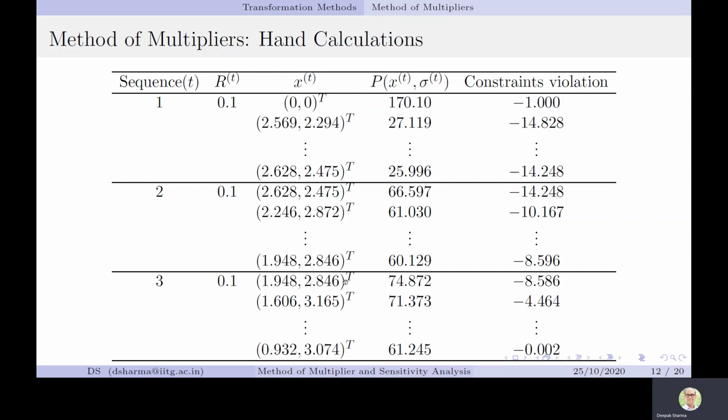In sequence 3, R remains the same. We are using the previous best point. Look at the penalized function. It has increased. As we know, the sigma value is updated and that's why the P value is changed here. However, the constraint violation is the same.